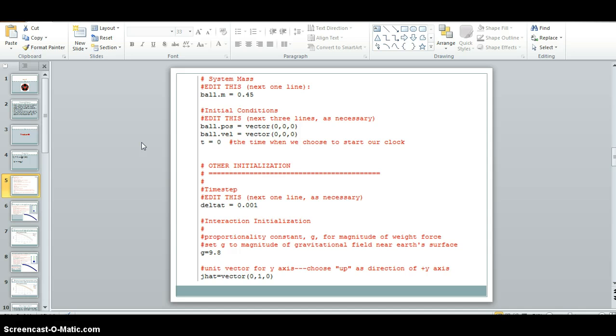We set delta t to 0.001 seconds because my end time is 0.6, and we want the change in t to be very small compared to the end time. We had to specify g to describe the magnitude of the weight force, which is the g of W equals mgj. We also had to define the axis unit vector j hat, which specifies the direction of the weight force. We did that right below g.